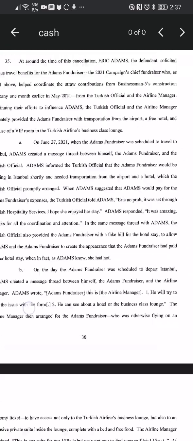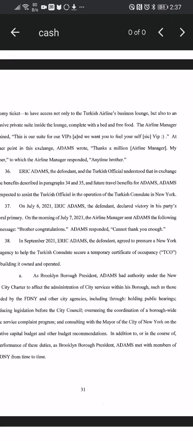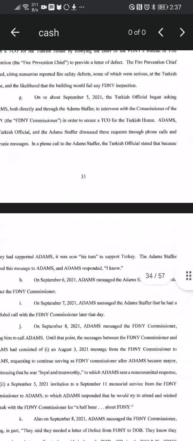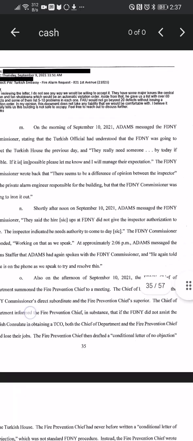Wow, look at this. This just gets worse and worse. Wow, holy smokes. A Turkish house. They're putting pictures in here now, too.